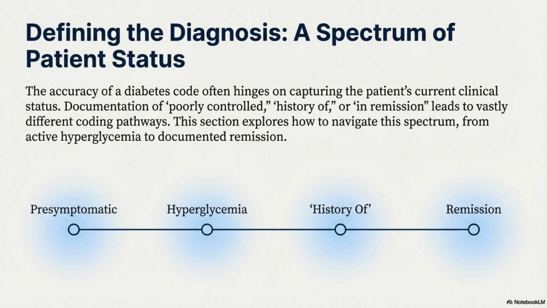Next is hyperglycemia, often noted as poorly controlled, which requires a specific coding pathway. Then we have history of diabetes, which may or may not apply depending on whether any active complications remain. Finally, remission is a very specific clinical status that must be clearly documented by the provider. Each of these terms has different coding implications, so understanding the distinctions is essential for accurate ICD-10-CM assignment. In the next slides, we'll explore real-world examples that show how to translate these documentation phrases into the correct diagnosis codes. Let's see how this plays out in practice.